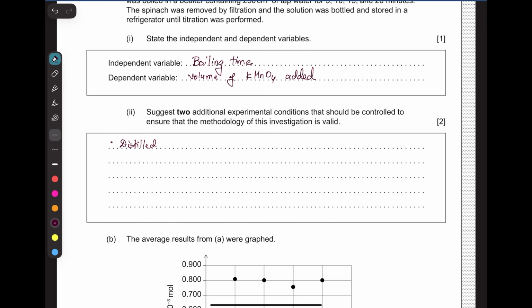So I can just write like this. Distilled water should be used to ensure no ions are present at the start of the experiment.